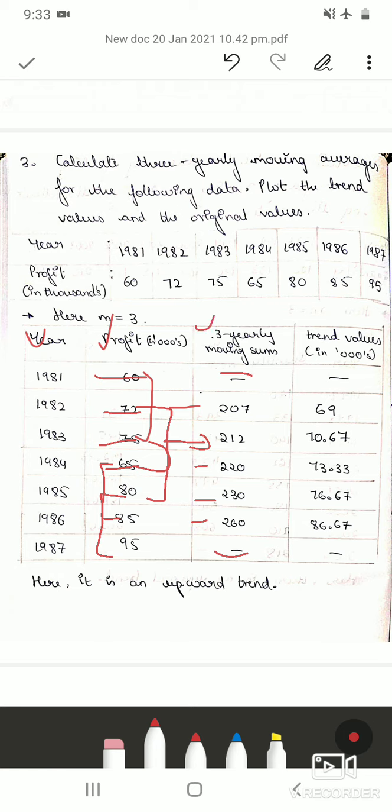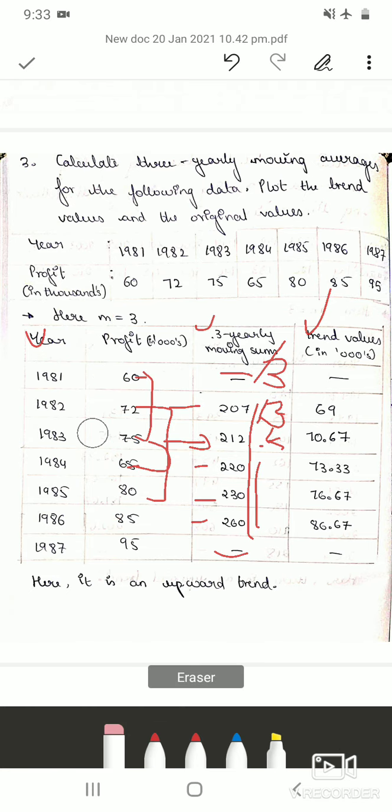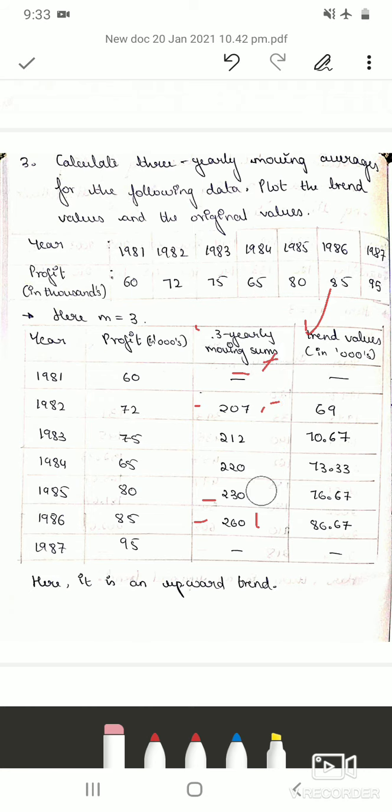Once we calculate the 3 yearly moving sums, the next column is the trend values. To obtain the trend values, we divide the 3 yearly moving sums by 3, that is the M value. So 207 by 3 is 69, and 212 by 3 is 70.67. Similarly, divide all the values of the 3 yearly moving sums by 3, that is the M value. So we have got the trend values.